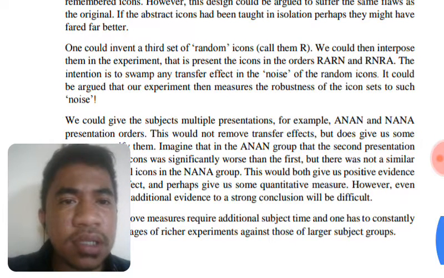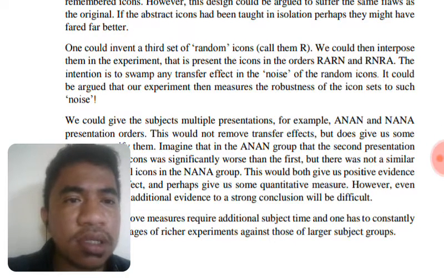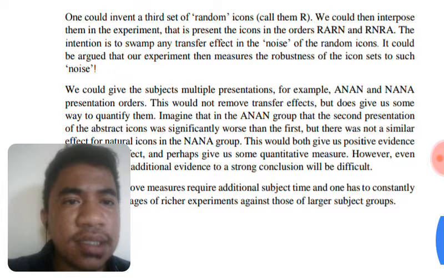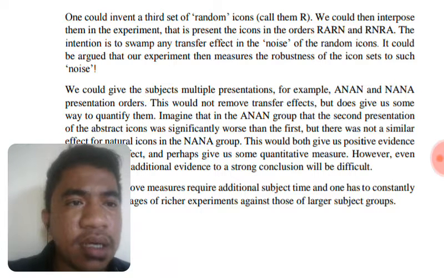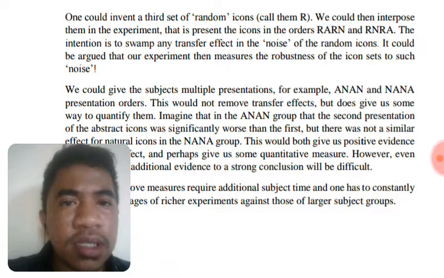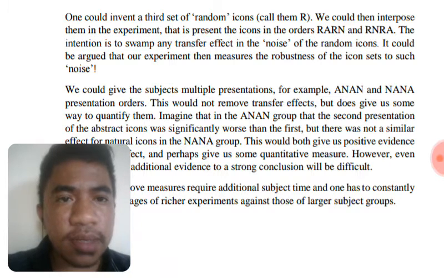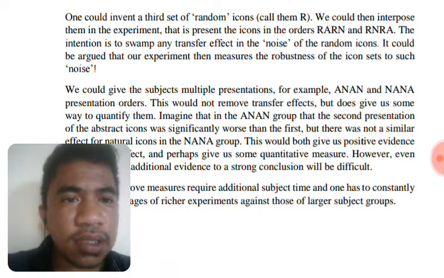One could invent a third set of random icons, call them R. We could then interpose them in the experiment, that is, present the icons in the order RARN and RNRA. The intention is to swamp any transfer effect in the noise of the random icons. It could be argued that our experiment then measured the robustness of the icon set to such noise.